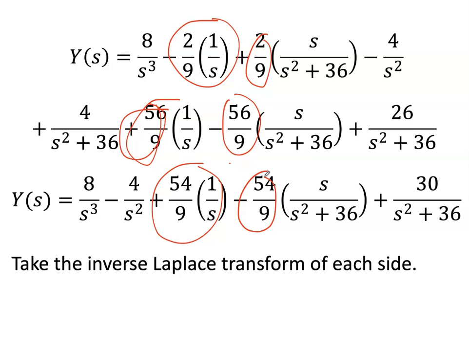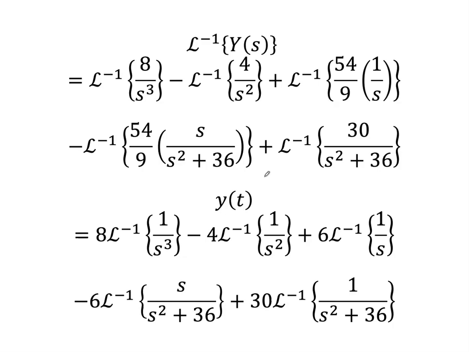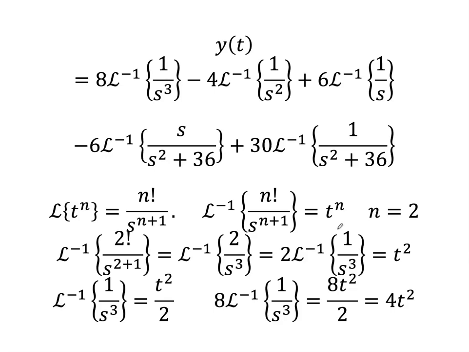And now we take the inverse Laplace transform of each side. Okay, so we end up with something that looks like this. Now, what you can do is pull the 8 to the outside here. You end up with this. You can pull the 4 to the outside here. You end up with this. 54 over 9 is also known as 6, so we'll pull the 6 to the outside. Ditto with 54 over 9 here. And then we can pull the 30 to the outside here. Okay, so here's what we've got: y of t equals this expression.